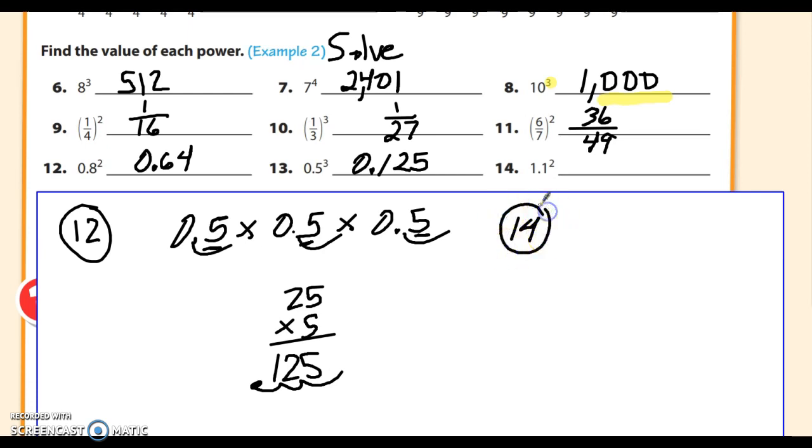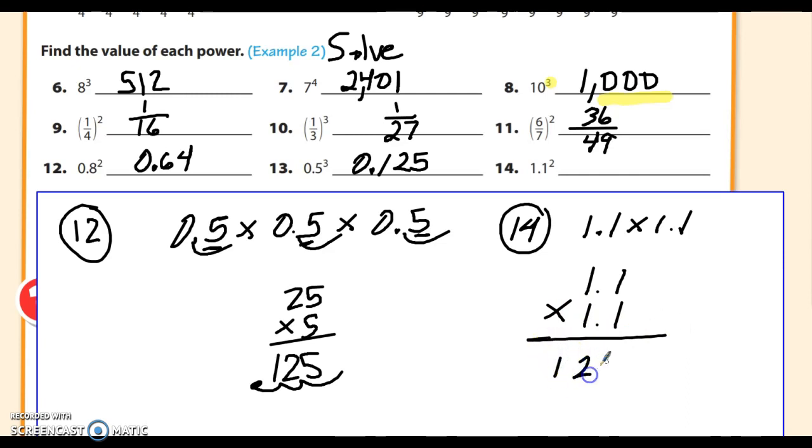All right, number 14 I think will be the last one where I show my work, and then we're just going to go through the rest of the video, rapid fire checking answers. This is going to be 1.1 times itself twice. It's just 1.1 times 1.1. So this problem looks like this. What we could do is just do 11 times 11. If you look on a multiplication chart, or if you know your facts, 11 times 11 is 121.